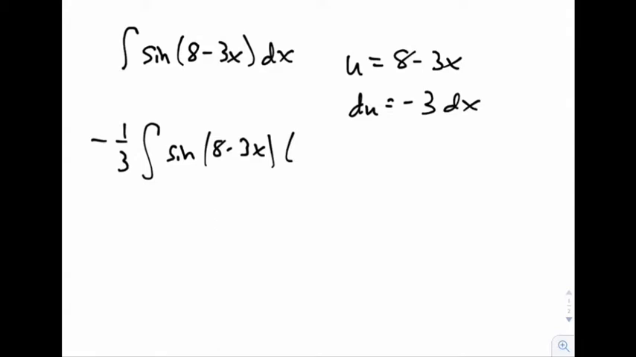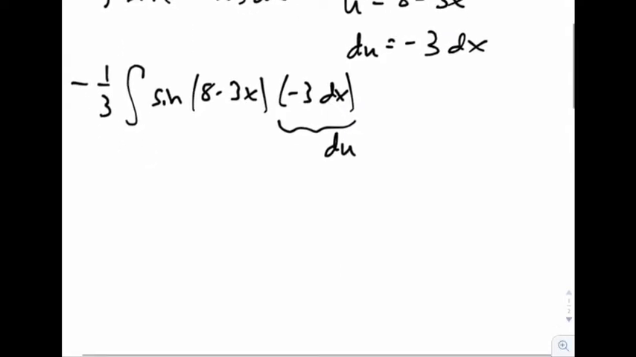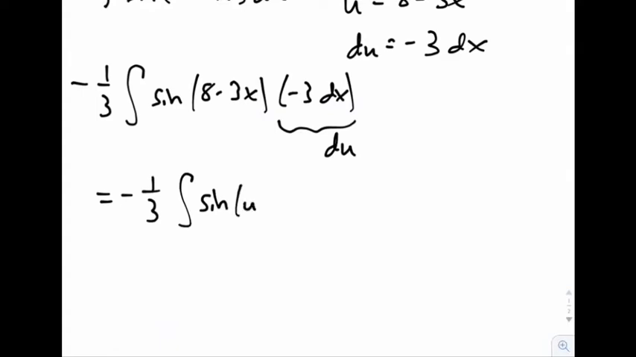And I'm going to put a minus 3 dx here, because the minus 1/3 and the minus 3 cancel each other out, meaning if I multiply them together I just get 1, so I get the same thing. So as a result, this thing right here really represents my du. So what I end up getting is minus 1/3 the integral of sine of u du.